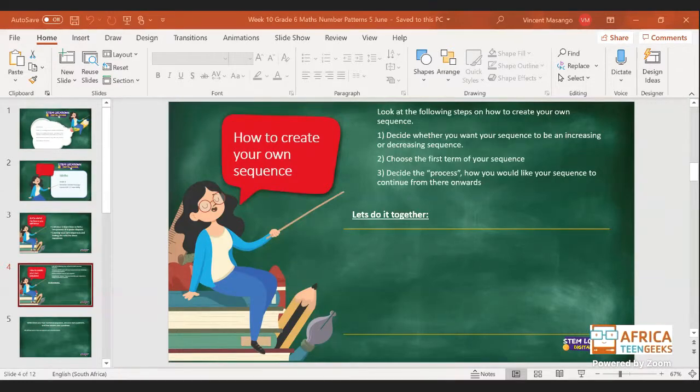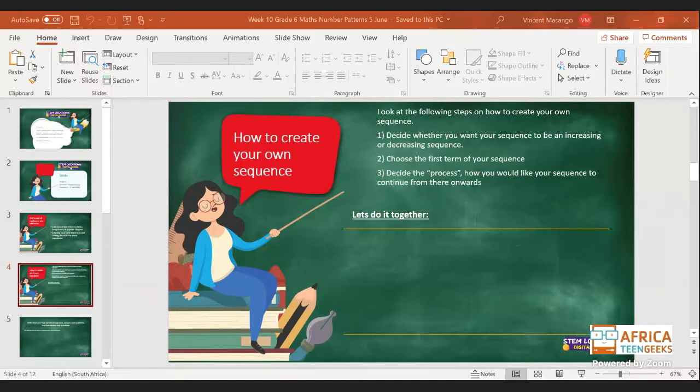So the first thing, if you are creating your own, would be to decide whether you want a sequence that is increasing or decreasing. So you need to think about, do you want your sequence to be increasing or decreasing? If you want an increasing sequence, then your numbers need to be in ascending order, and if it's decreasing, it needs to be in descending order. So that's the first thing.